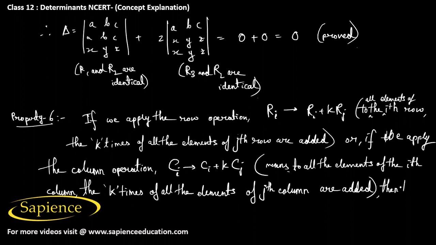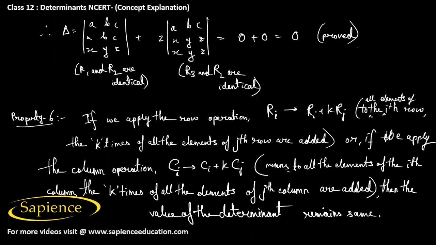Then the value of the determinant remains the same. Suppose, for example, we have the determinant delta, which is equal to a1, b1, c1, a2, b2, c2 and a3, b3, c3.